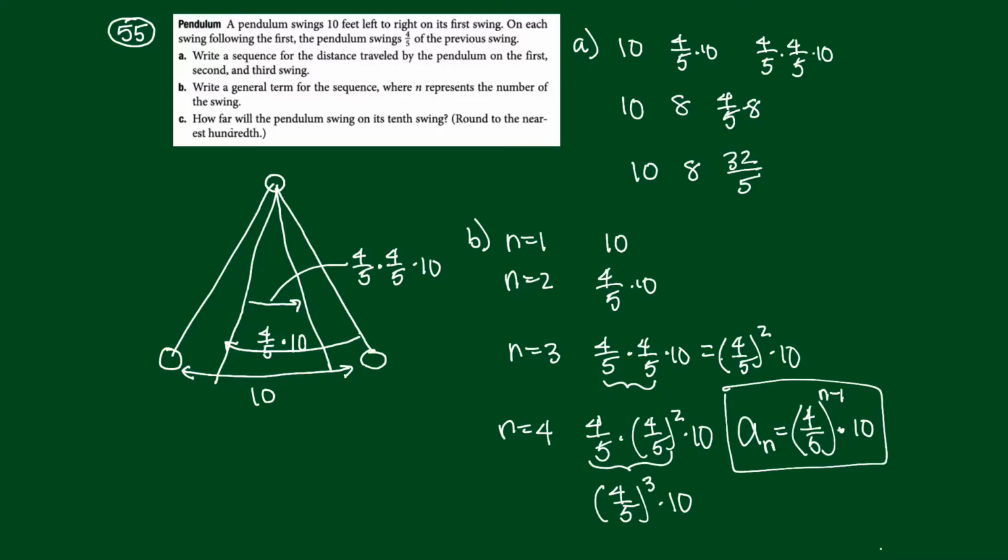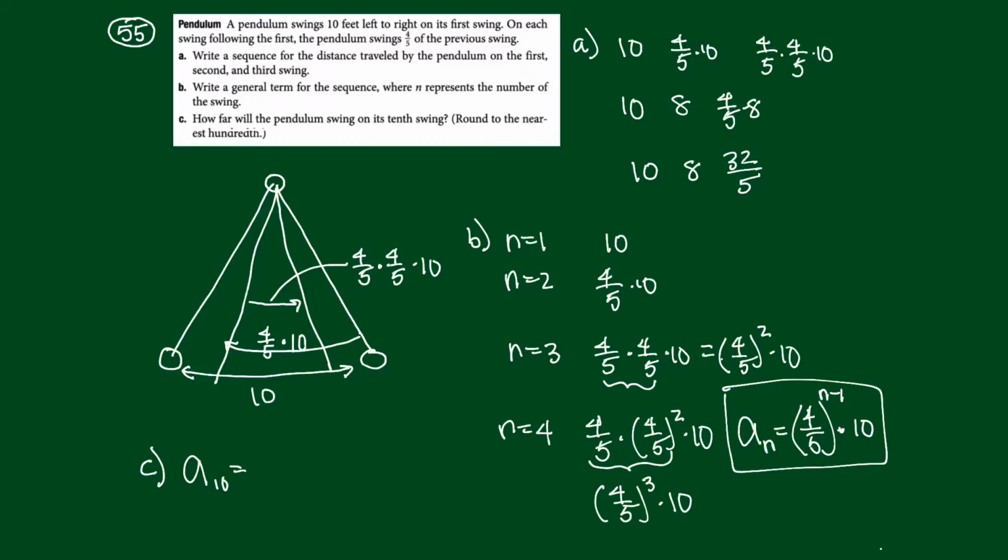The last question says, how far will the pendulum swing on its 10th swing? So we're looking for a sub 10. I'll do that down here at the bottom left. So we want a sub 10. That's the distance on its 10th swing. So what is a sub 10? Well, look over here at the general term. This gives us any term at all. So a sub 10 is going to be what? 4/5 to the 10 minus 1, right? The 1 just before it.